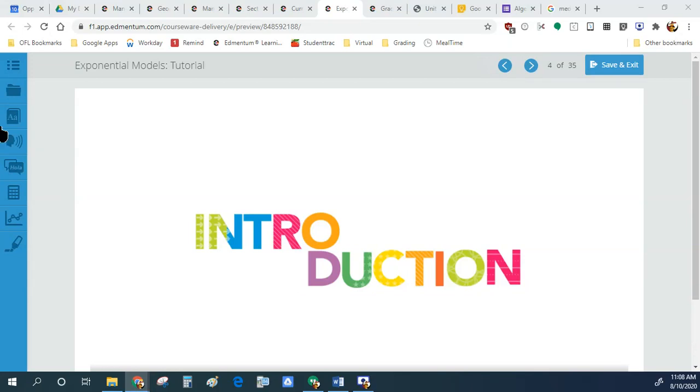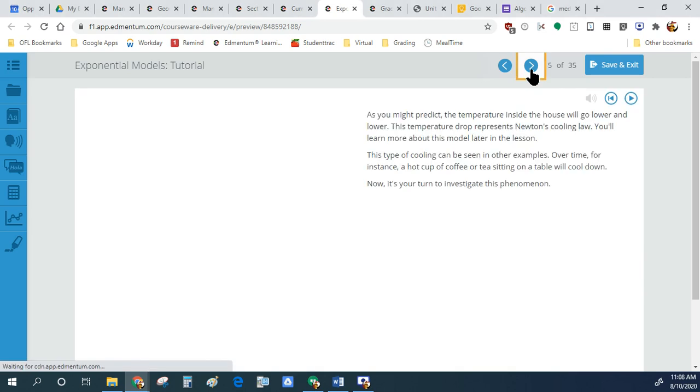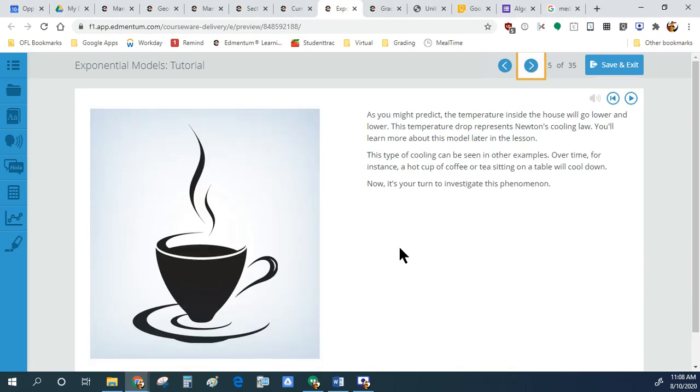All right, guys. So this is the last module before the unit test. Oh, this one doesn't have a unit activity. So yeah, we're just going to go over what we can do with exponential models.